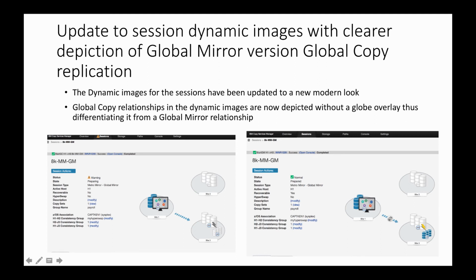So now, if there's a global copy relationship going between sites, you will see a dashed line. As you can see, this dashed arrow is pointing between site 1 and site 3 in your lower left-hand picture. That is what we would now indicate as a global copy relationship. Whereas for a global mirror relationship, that's the bottom right picture, you'll see a dashed line still, because there's global copy going between, but you will also see the overlay of the globe, indicating that between the sites a global mirror relationship is established as well.